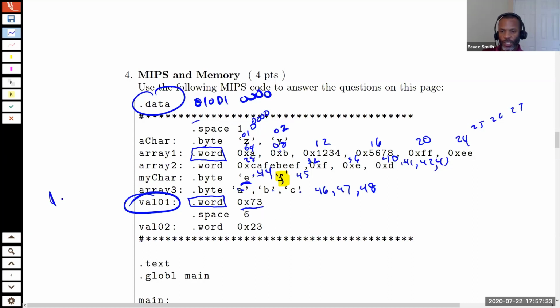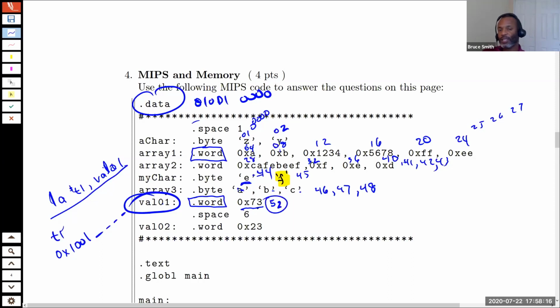Meaning that if I were to take this code and type it in, if I do a load address into register T1, and I'm putting in the address of val01, so load address is going to contain whatever this value is. And so T1 is going to have 0x10011234. What is that address that it's going to contain? What number is it? It has to be a multiple of 4. 49 doesn't work, 50 doesn't work, 51 doesn't, so this has to be a 52.